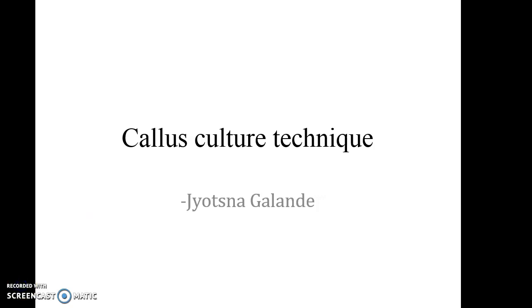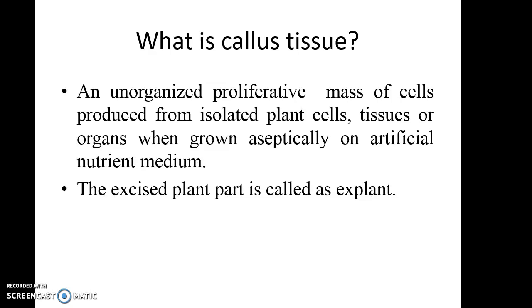Good morning, students. Today we are going to start a new unit, that is the sixth one, Callus culture technique. In the last lecture we studied what is meant by callus and how it is formed. The callus is an unorganized mass of cells that is produced from explant upon the exogenous addition of plant hormones, that is, the addition of auxin and cytokinin.